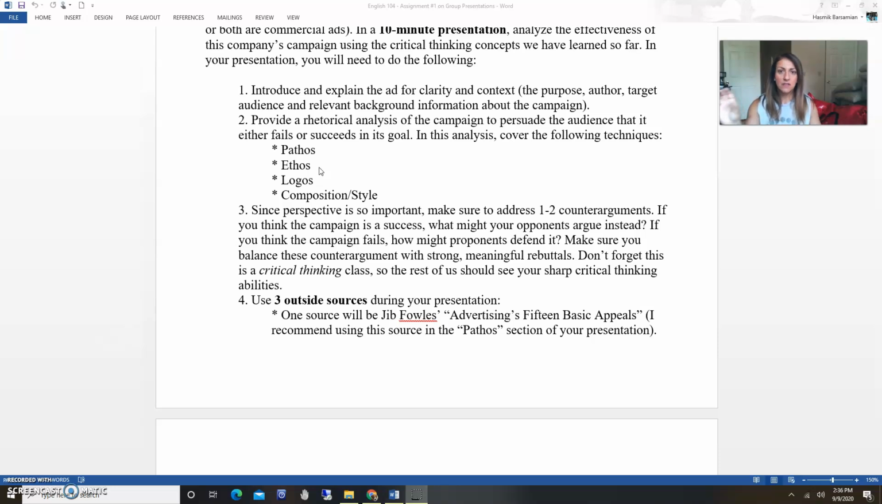Keep in mind, all of these little details that a company decides to put in their advertising, all of those details are meant to show that the company is credible in one way or another.